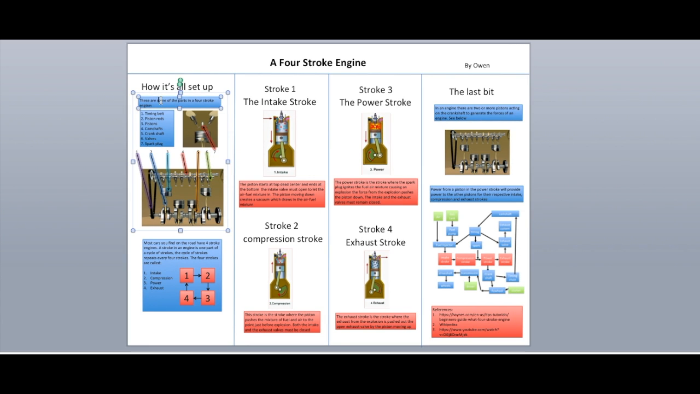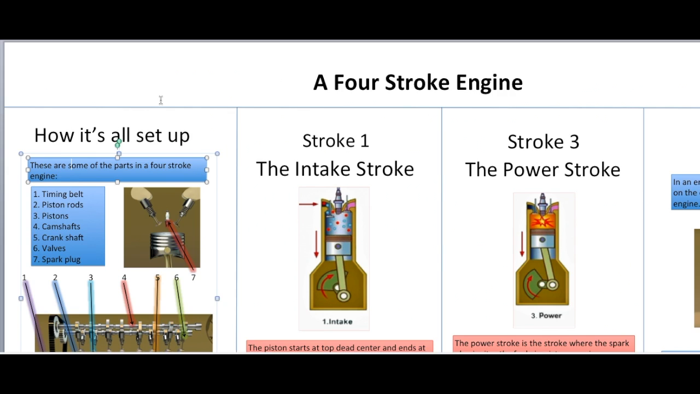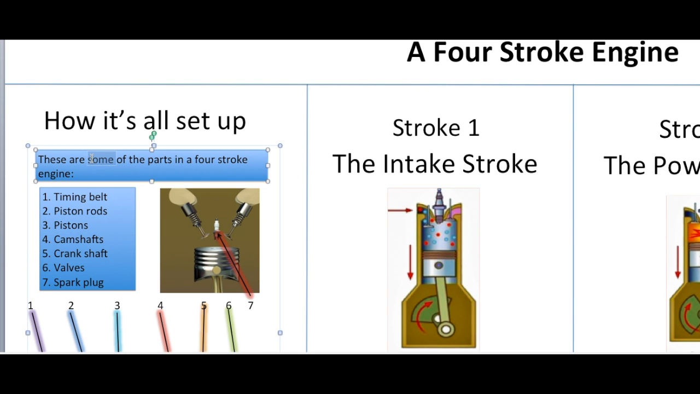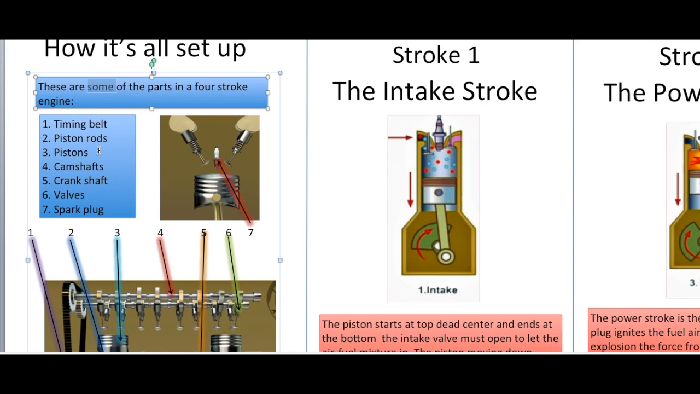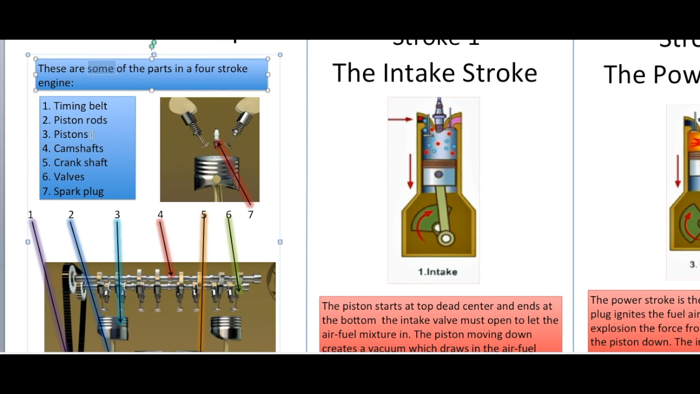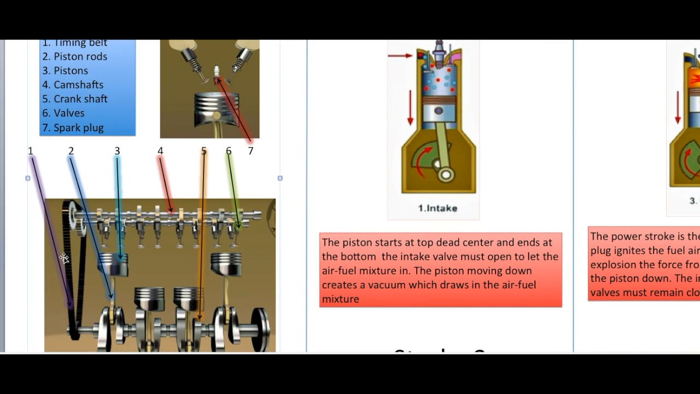So first we have the how it's all set up part of my poster. It's the very beginning. So it basically gives you the overview of these are some of the parts in the 4-stroke engine: the timing belt, piston rods, pistons, camshaft, crankshaft, valves, and spark plugs. Here I have timing belt. 1 corresponds to 1, so timing belt corresponds to timing belt, and this is your timing belt.